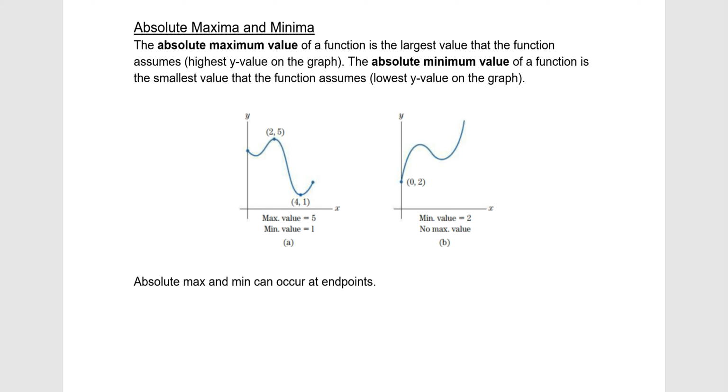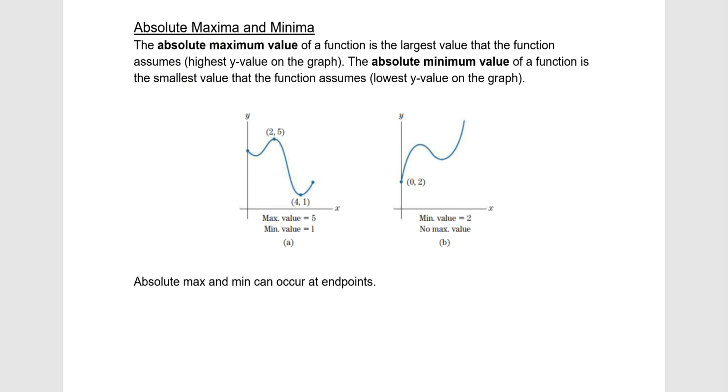So the absolute maximum value is going to be the largest value, and when we say value we mean function value, which is the y value. So the absolute max is going to be the highest y value on the graph, and the absolute min is going to be the smallest y value on the graph.